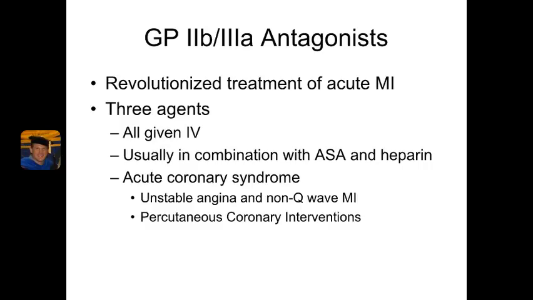They're all given IV. They're usually used in combination with aspirin and heparin. And the two things they're typically used for are acute coronary syndrome, with a patient who has either unstable angina or an MI, and percutaneous coronary interventions, which include both angioplasty and stents. Notice that they are never used for prevention.